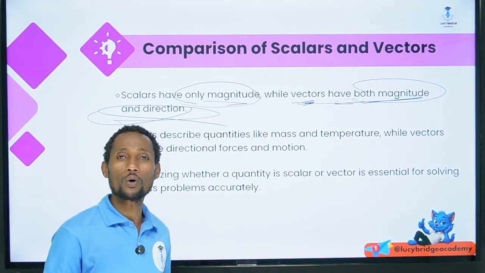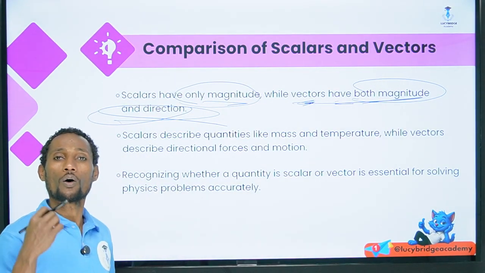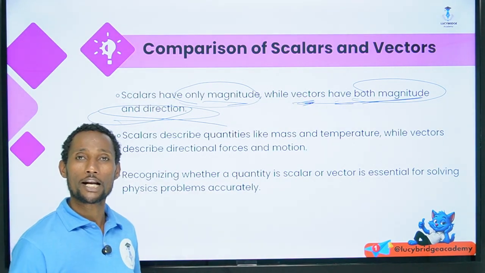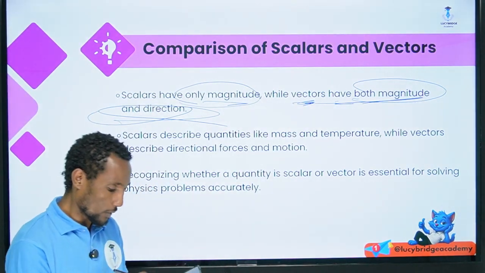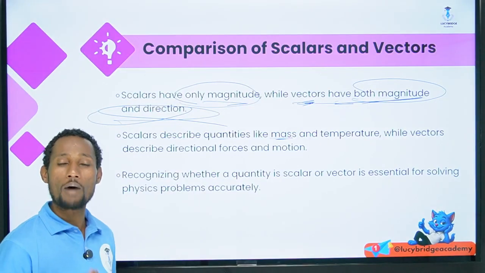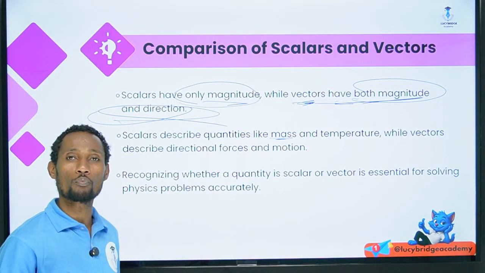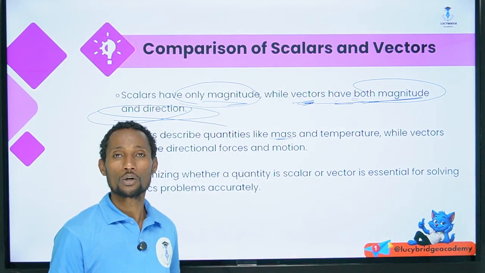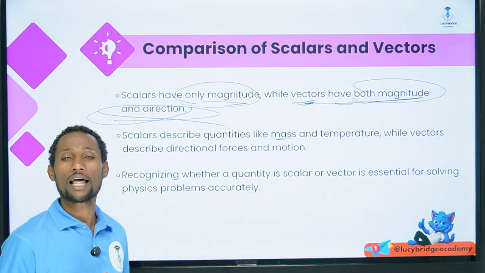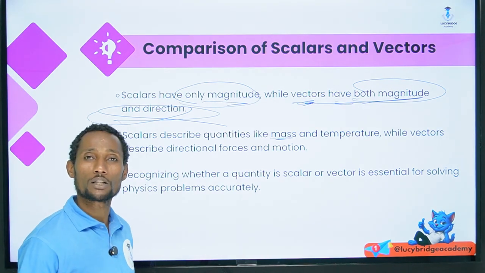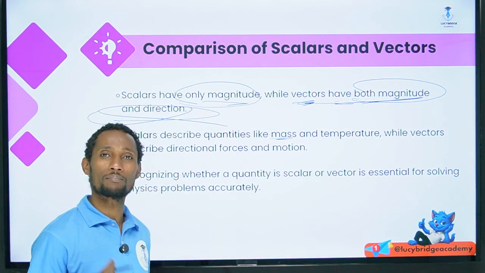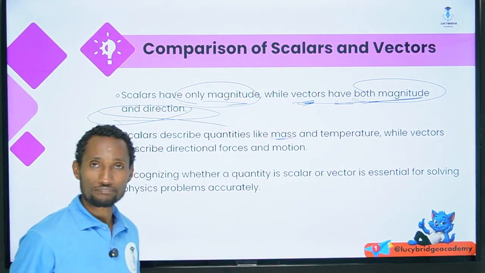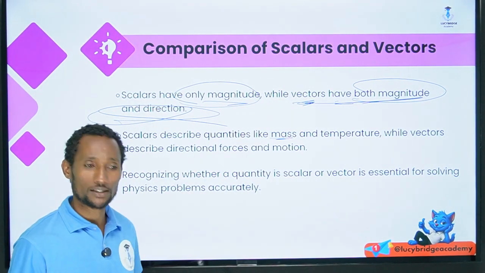That's why we call scalars the quantities which have only magnitude, but vectors are quantities which have both magnitude and direction to describe a given quantity. Scalars describe quantities like mass, temperature, time, volume, density, amount of substance, and so on. Whereas vectors are described like displacement, velocity, acceleration, force, momentum, impulse, and so on.